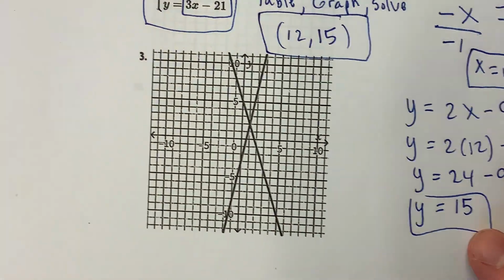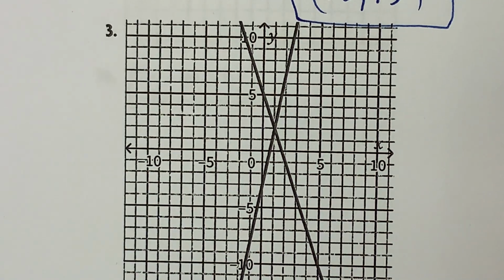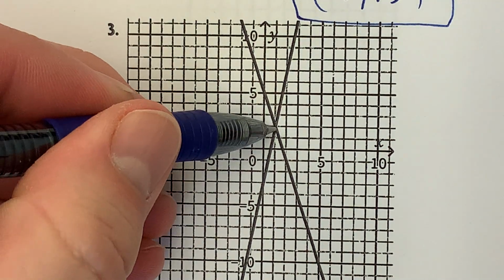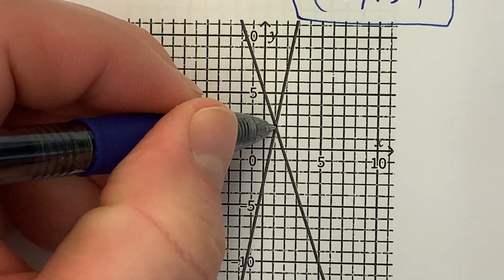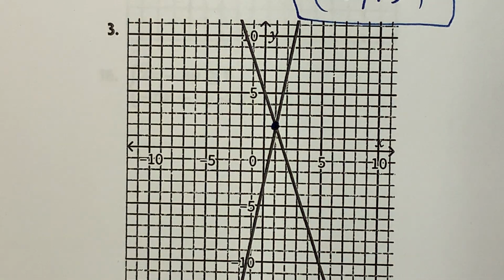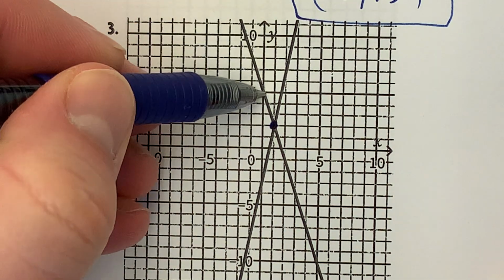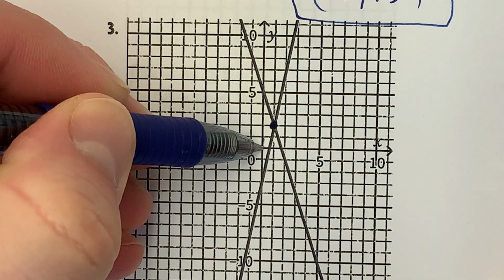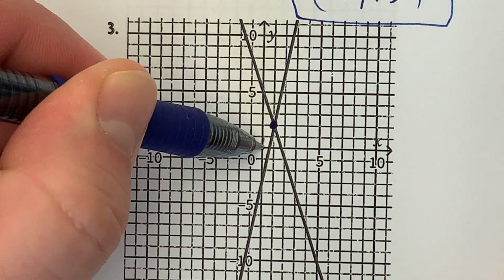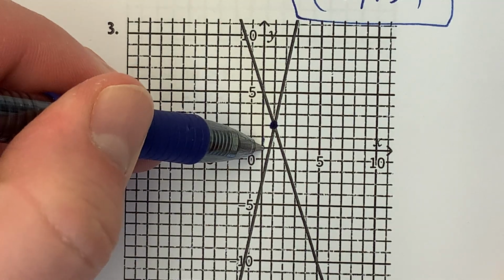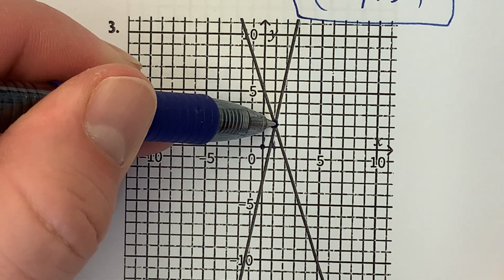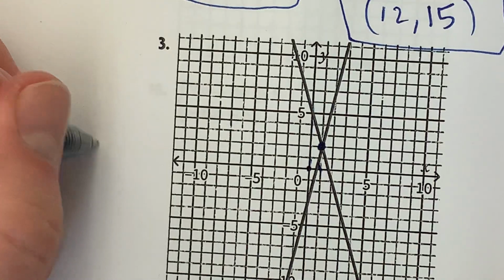The third problem is already graphed for you, and it's just asking you to tell me what this coordinate is right here. The 0 line is right here. This right here where I'm pointing, that's 0, 0. So it looks like it's over 1 up 2. So the solution is 1, 2.